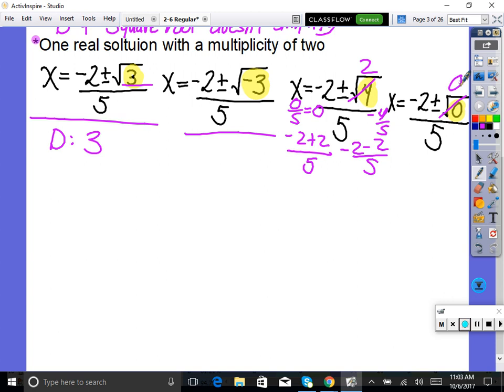And last but not least, if we have a discriminant 0, what is the square root of 0? 0. So we have technically here -2 plus and minus 0 over 5. Is taking 2 and adding 0 any different than taking -2 and subtracting 0? No. So don't we literally just have -2 over 5? But we have it twice, right? With a multiplicity of 2. So this would be one real solution. So when we have one real solution, it's because our discriminant was 0. We had one real solution with a multiplicity of 2.